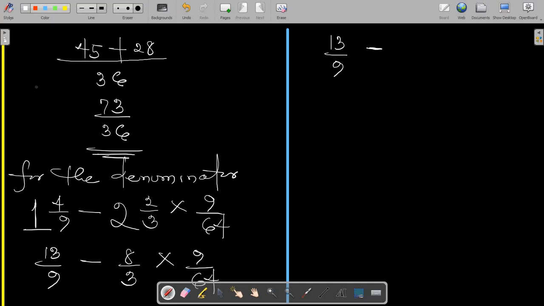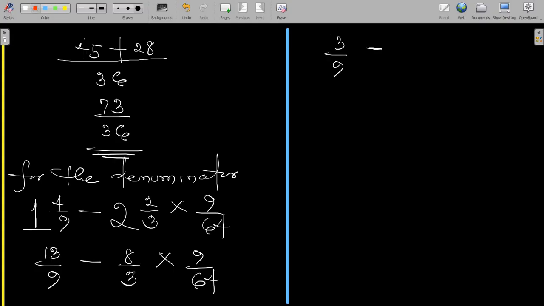So I notice here, look at it very well, that 8 can divide 8, 8 can divide 64, we have 8. Then 3 can divide 3, 3 goes in 9, we have 3. So what is the final answer here? We have 3 over 8. So here now we have 13 over 9 minus 3 over 8.